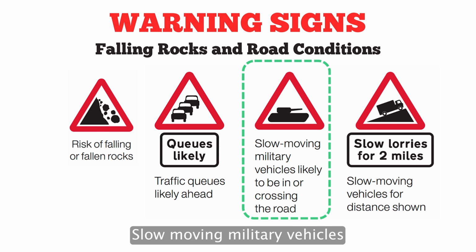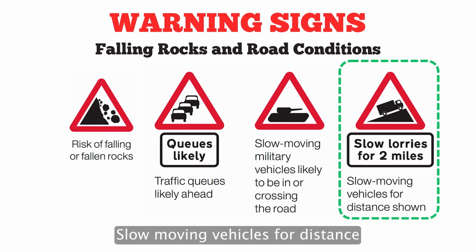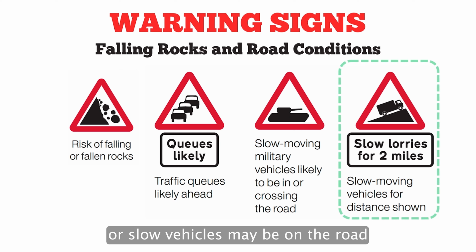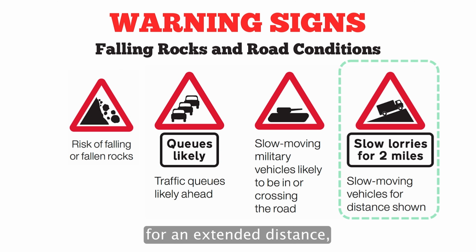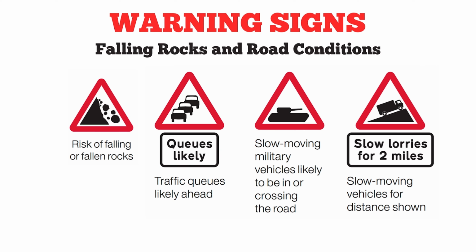Slow-moving military vehicles likely to be in or crossing the road cautions drivers about slow-moving military convoys or vehicles that may cross unexpectedly. Slow-moving vehicles for distance shown warns that large or slow vehicles may be on the road for an extended distance, requiring patience and caution when overtaking.